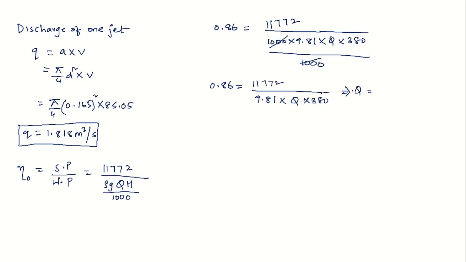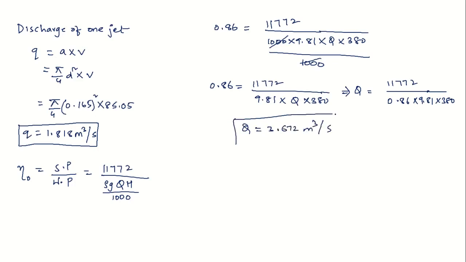So from here what will our Q be equal to? Q will be equal to 11,772 by 0.86 into 9.81 into 380. That's it, that is our value of Q. So Q comes out to be around 3.672 meter cube per second.